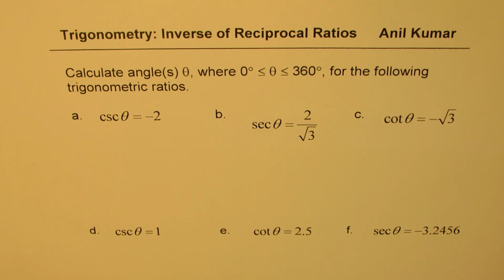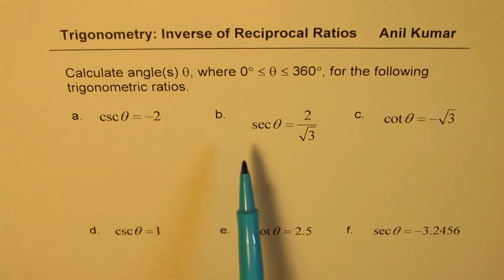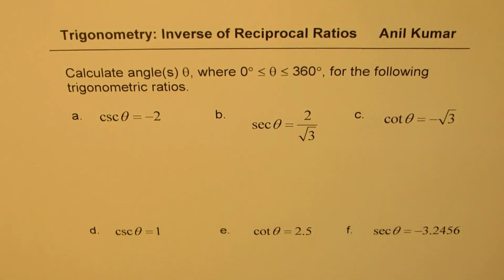Now we will learn how to find the angle when we are given reciprocal trigonometric ratios. I mean the secondary trigonometric ratios like cosecant theta, secant theta and cotangent theta.